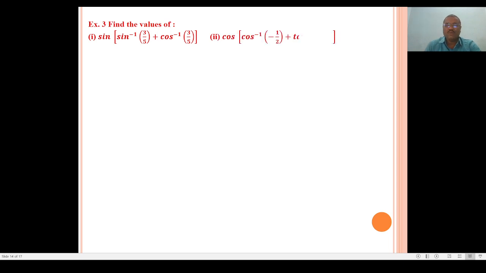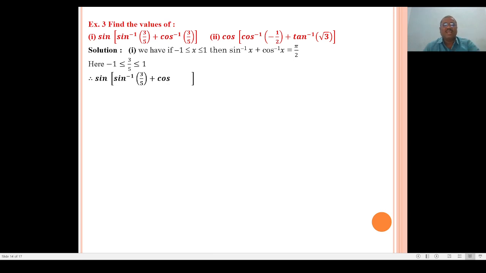Now next example, find the value of sine inverse 3/5 plus cos inverse 3/5. So see the solution. We have if -1 less than or equal to x less than or equal to 1, then sine inverse x plus cos inverse x equals pi/2. Here -1 is less than or equal to 3/5 less than or equal to 1. So sine inverse 3/5 plus cos inverse 3/5 equals pi/2.